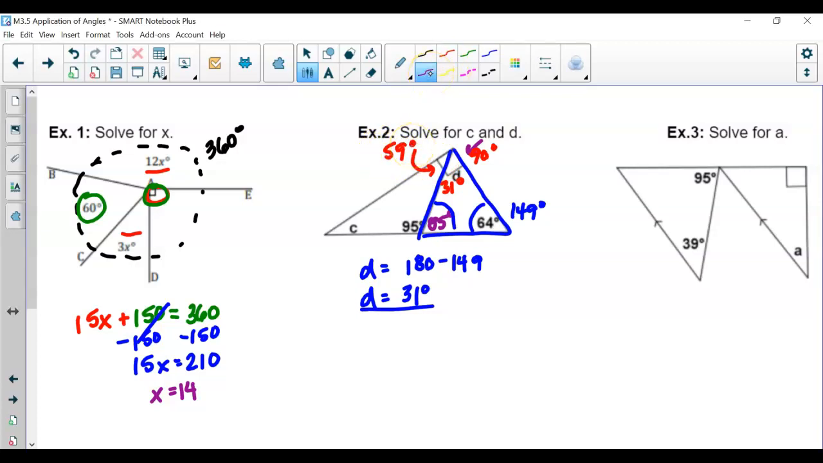Now, can we solve for C? Yes, because right now we have two angles inside of our triangle. So 59 plus 95, right? So right now we're at 154 degrees. So 180 minus that 154 degrees, leaving us with C is equal to 26 degrees.